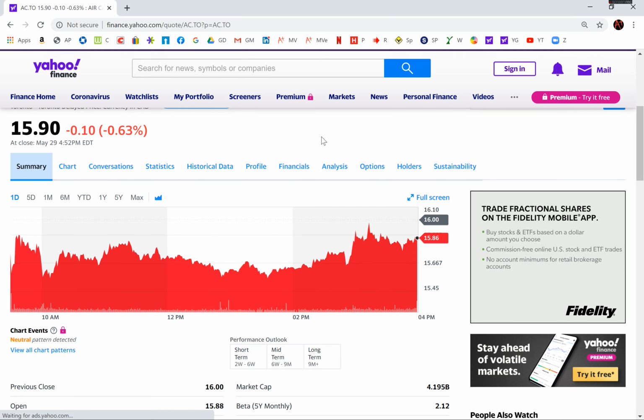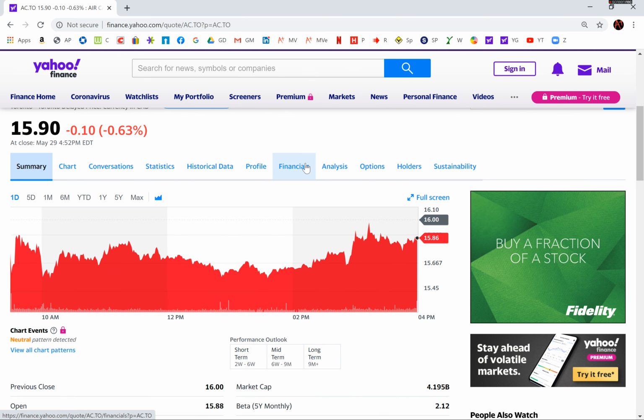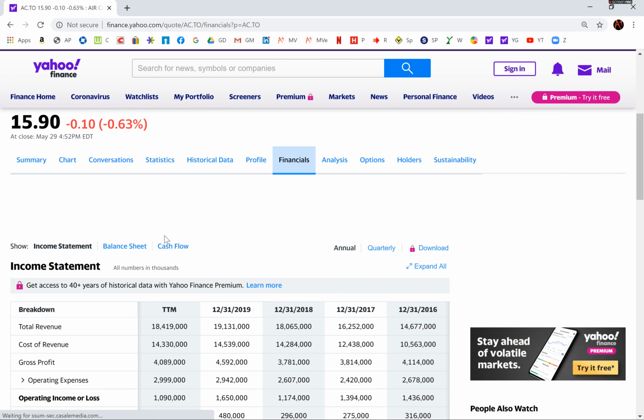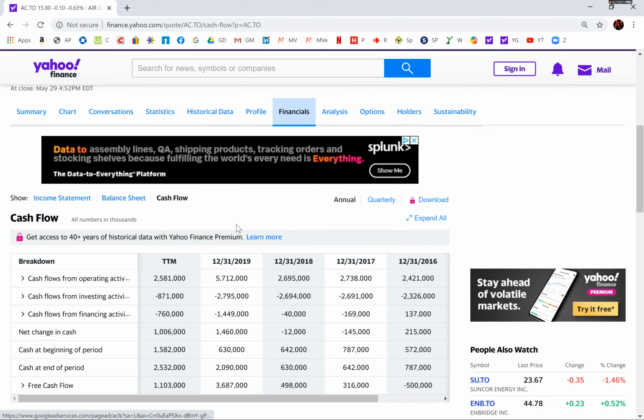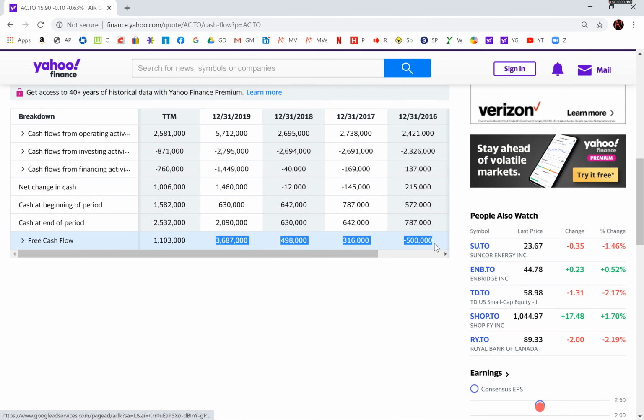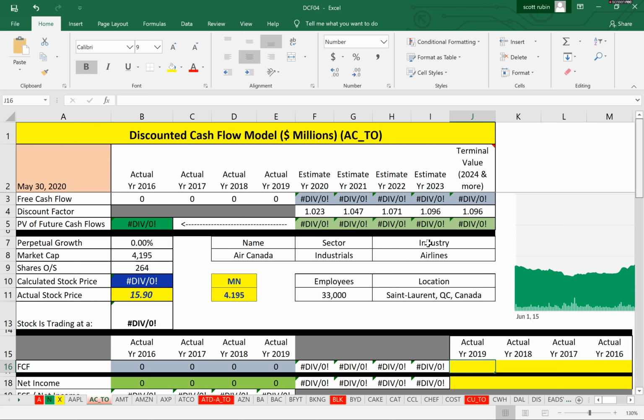Next we need free cash flow. And this is the best way to calculate the value of a company, is to estimate future free cash flow and discount that number back to today's dollars. That is what we're doing in the video today.